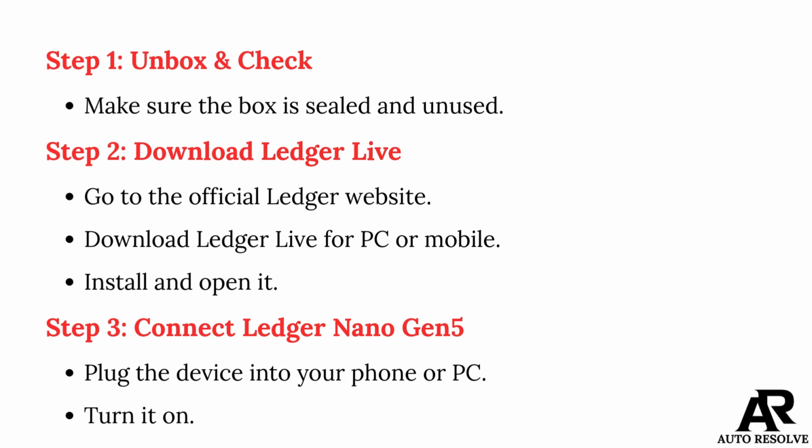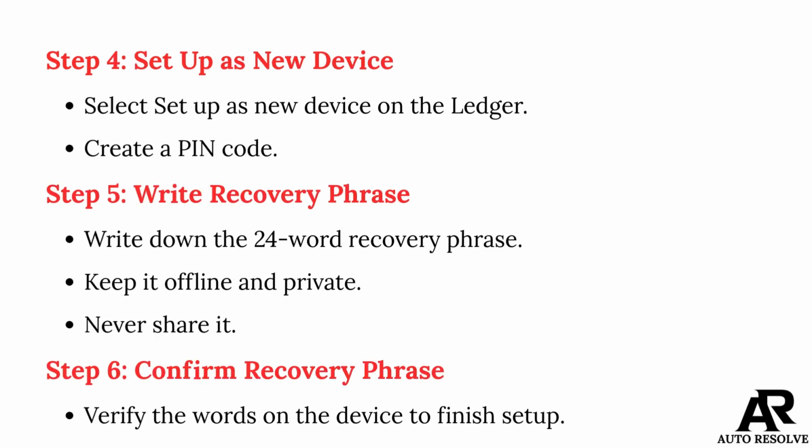Step 3. Connect Ledger Nano Gen 5. Plug the device into your phone or PC. Turn it on. Step 4. Set up as new device. Select Setup as new device on the Ledger. Create a PIN code.